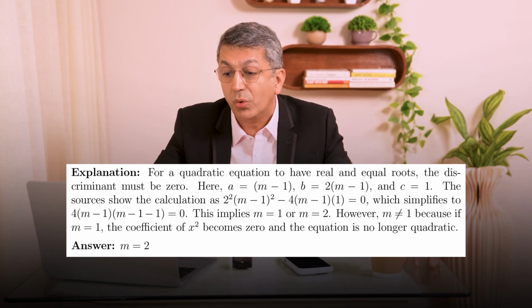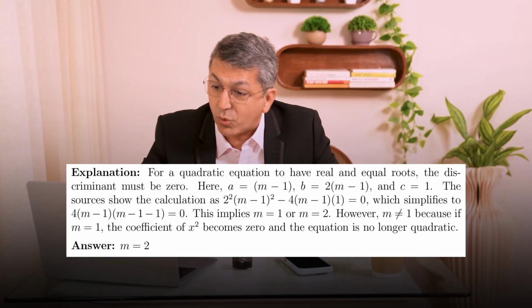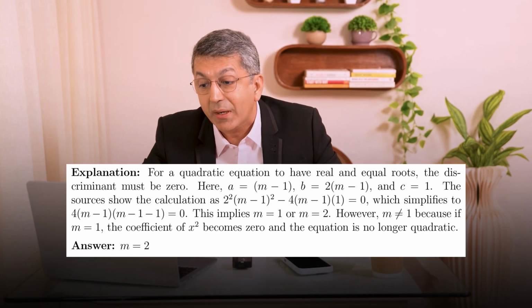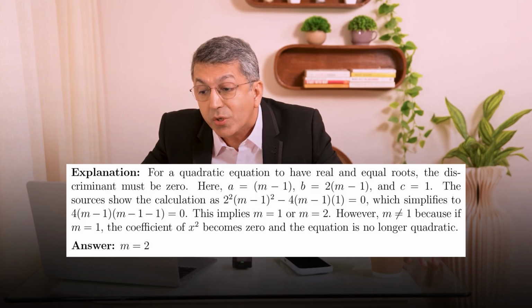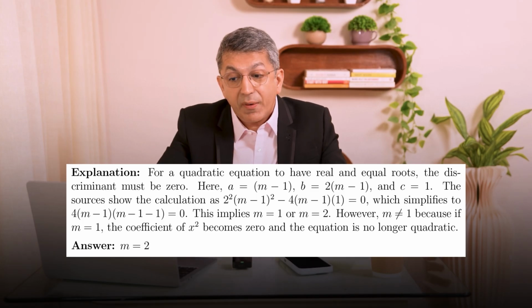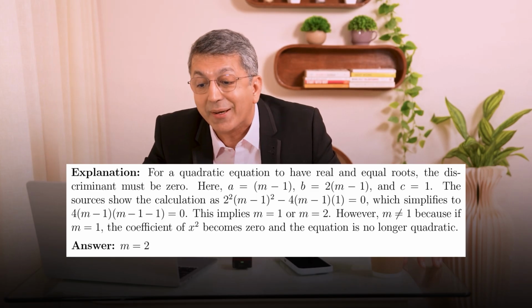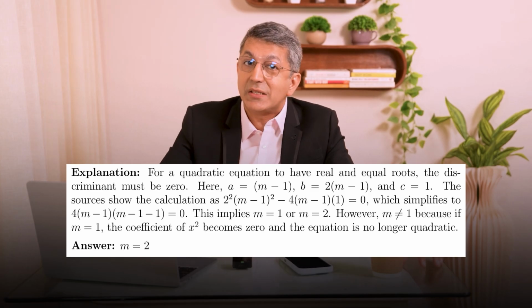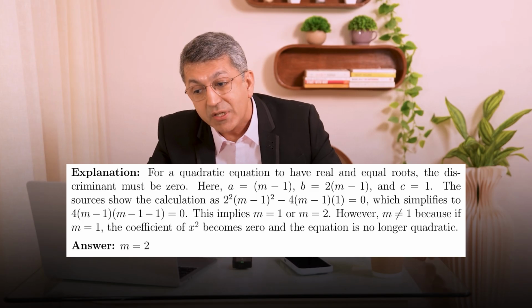The calculation is 2 squared (m minus 1) squared minus 4 (m minus 1)(1), which is equal to 0, which simplifies to 4 (m minus 1)(m minus 1 minus 1), which is equal to 0. This implies m is equal to 1 or m is equal to 2.